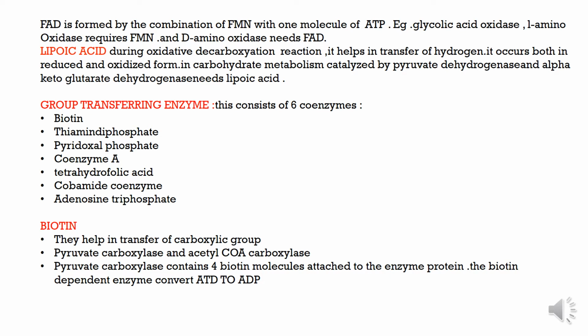Lipoic acid, during the oxidative decarboxylation reaction, helps in transfer of hydrogen. It occurs both in reduced and oxidized form. In carbohydrate metabolism, reactions catalyzed by pyruvate dehydrogenase and alpha ketoglutarate dehydrogenase need lipoic acid. Group transferring coenzymes consist of 7 coenzymes. One is biotin, thiamine diphosphate, pyridoxal phosphate, coenzyme A, tetrahydrofolic acid, cobamide coenzyme, adenosine triphosphate, that means ATP.